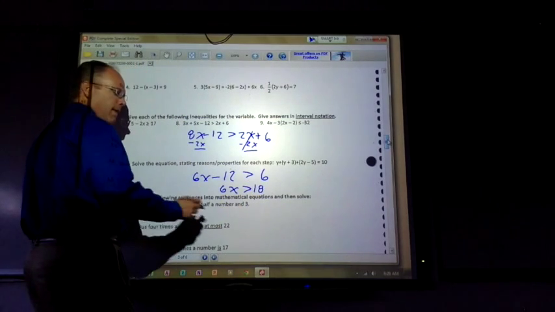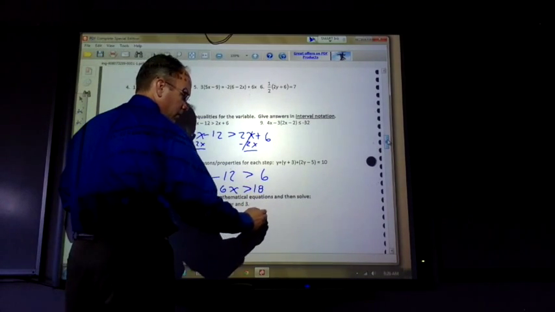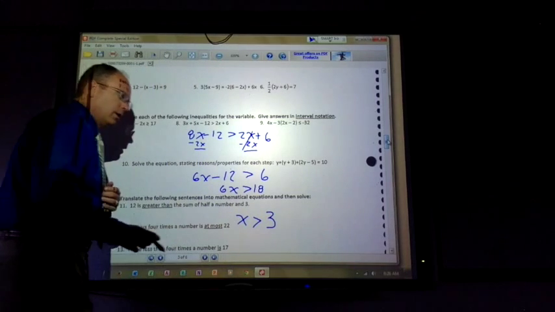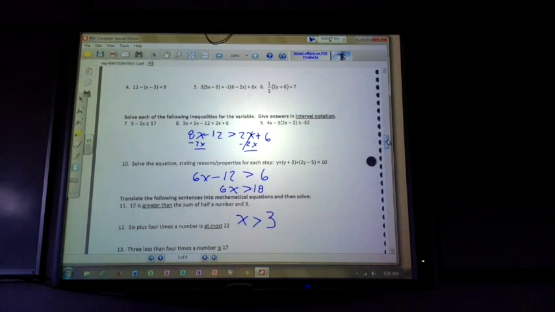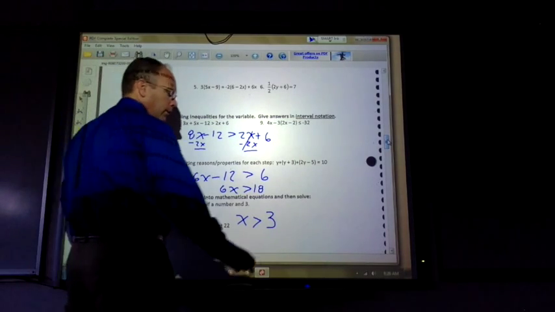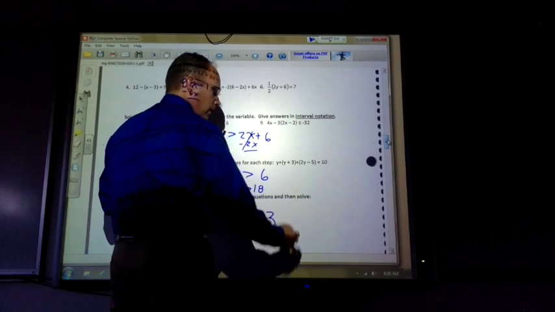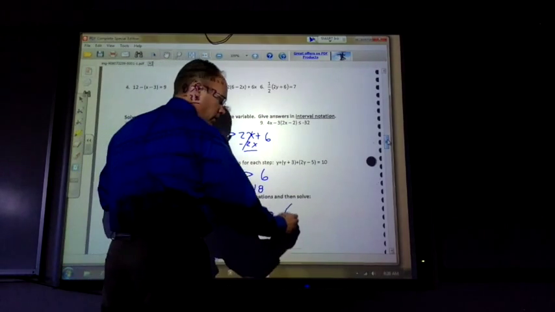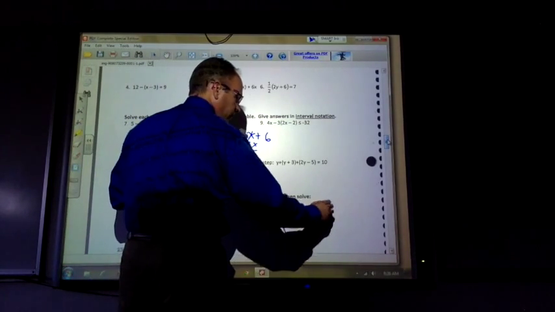Add 12, then divide by 6, which gives me x is greater than 3. So what direction is that pointing to go to? Infinity. Where am I starting? At 3. Do I include 3? No. So square or rounded? Rounded. So 3 to infinity.